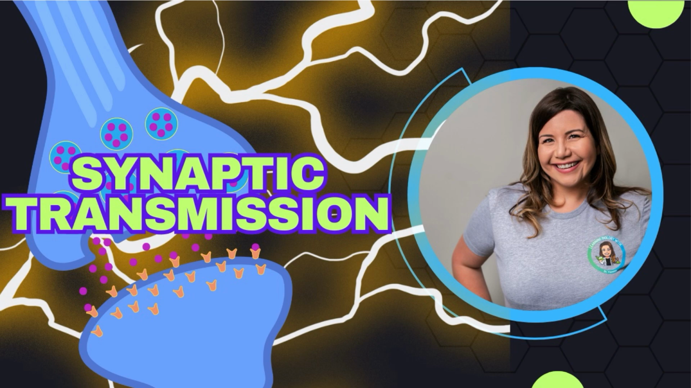So how does that electrical signal cross the gap and continue the message? The answer lies in neurotransmitters, the nervous system's chemical messengers. Today, we'll explore how neurons communicate at the synapse, how signals can excite or inhibit the next cell, and how the message eventually stops so the system stays in control.